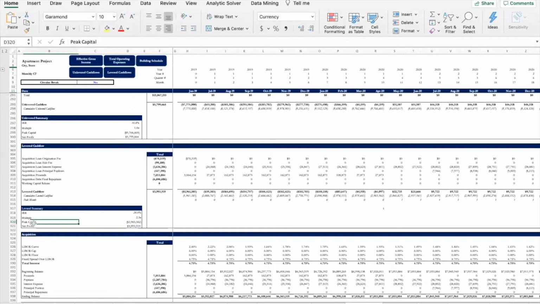So that refers to the peak capital. And what that means is just the equity capital that is put into the investment. And we can say that because we are in the levered cash flow section.